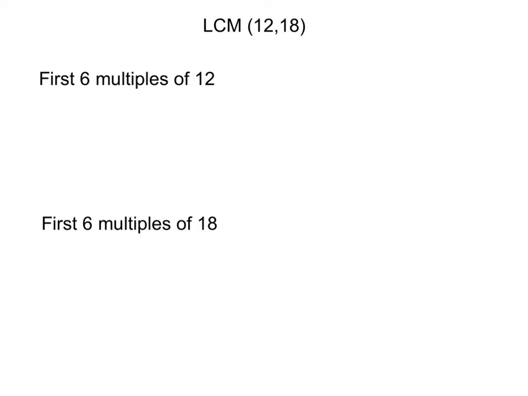Now we're going to find the LCM, or least common multiple, of 12 and 18. To do this, we're going to find the first 6 multiples of 12. They would be 12, 24, 36, 48, 60, and 72.